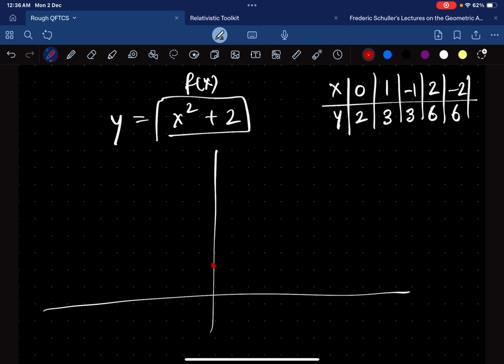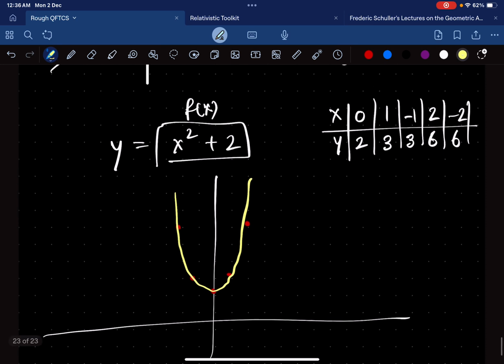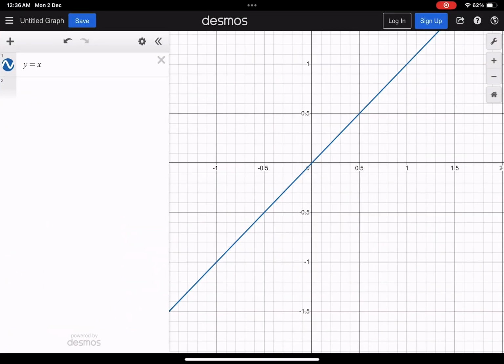So what are the points? 1 comma 3 is here, minus 1 comma 3 is here, 2 comma 6 is here, minus 2 comma 6 is here. So if we join those points, we will get a curve like this. Okay, it's a parabola. We will learn what a parabola is in a later lecture on coordinate geometry, but first let's check that our graph is right on our famous Desmos app.